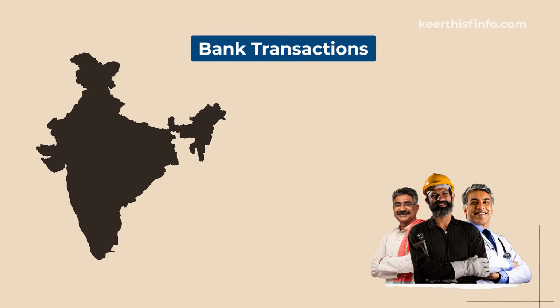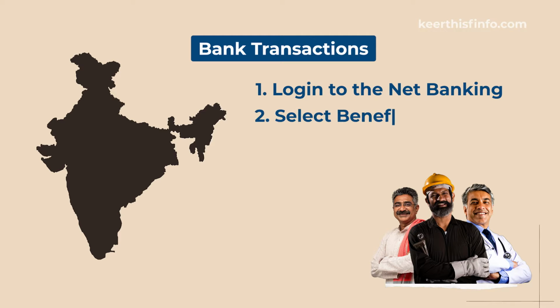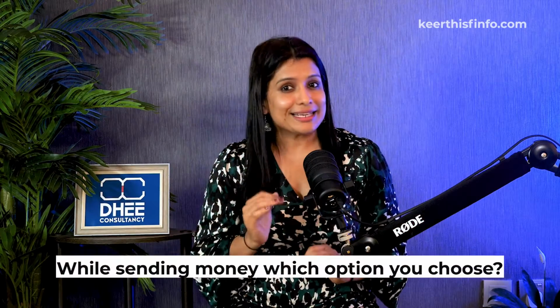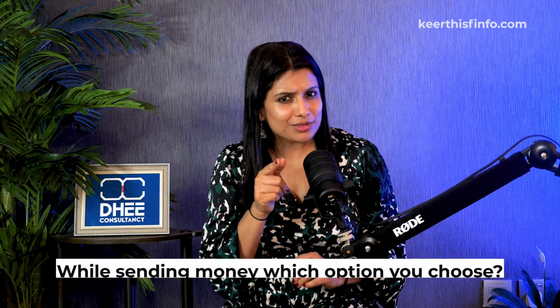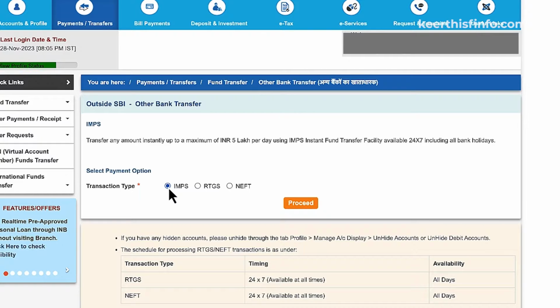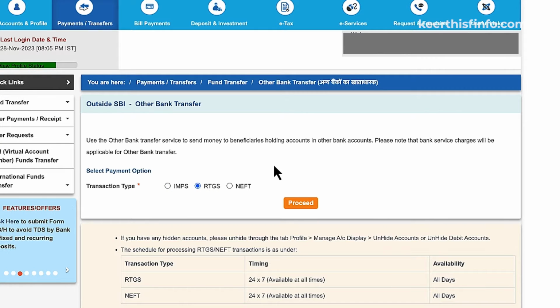When you are doing bank transactions, what do you do? Log into the net banking, select beneficiary, enter bank IFSC code, account number, and send. While sending money, which option do you choose? Wait, did you notice those three options? Do you actually know what the difference is between these three categories or modes of transaction? If you don't, please watch this video fully.